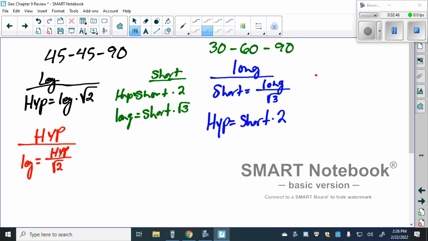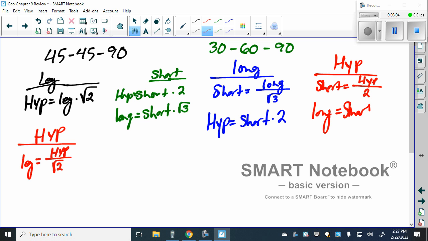And the last setup that we could have is if we were given the hypotenuse to start with. If we're given the hypotenuse to start with, we want to get back to the short side length first, which is taking the hypotenuse and dividing it by 2. And to find the long side length, we multiply the short side length by the square root of 3. We had these kind of shortcuts to get there, but we could also use sine, cosine, and tangent.